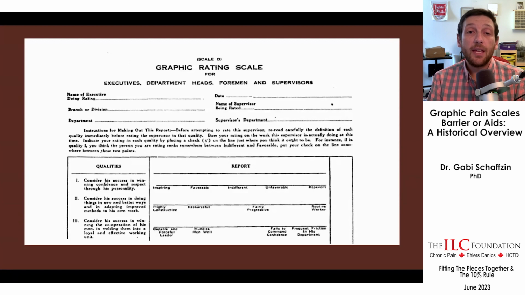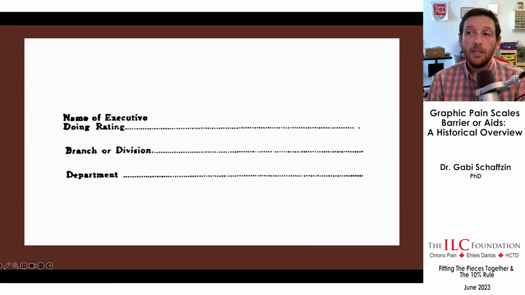and you can see that executives get the good adjectives like inspiring and capable and forceful leader. I want you to look, however, at what we would call the metadata of the form today, the space for name, date, department, etc. Here's an enlarged version. And what's different about the lines here is that they're dotted, right? They're not smooth like the scales.